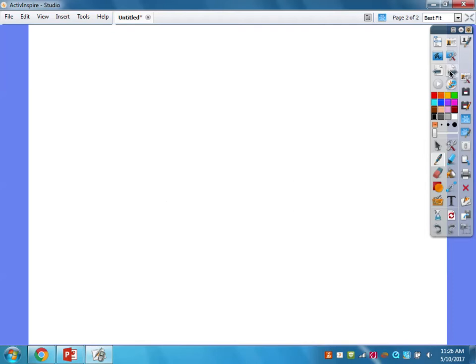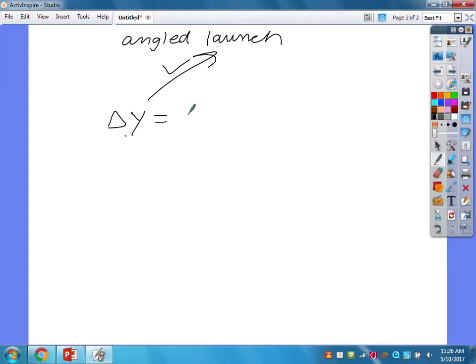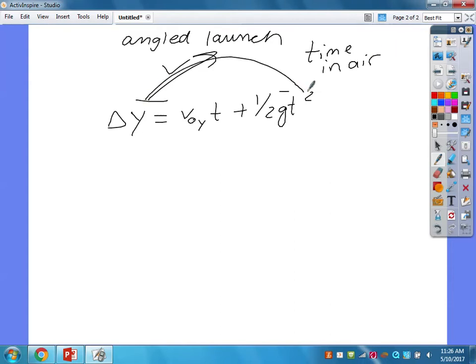Now what about for an angled launch? For an angled launch, one where you're launching it upwards, we're not going to look at it going downwards. As we saw in the other video, you get the quadratic equation. We have delta y equals v naught y t plus 1/2 g t squared. Again, I'm trying to solve for time in air. What would time in air equal if I shoot it and it lands in the same spot? Well, we then know delta y is equal to 0. And so what I have here is 0 equals v naught y t plus 1/2 g t squared.